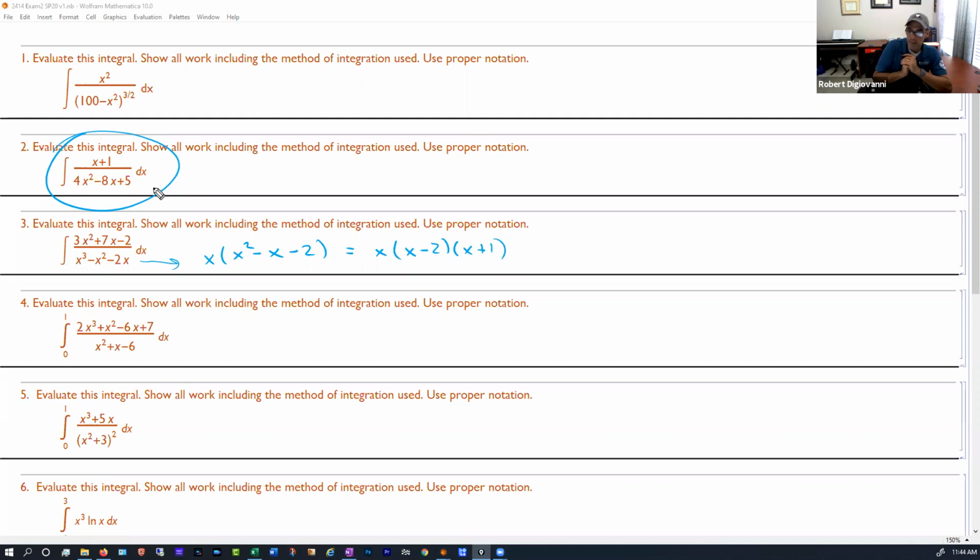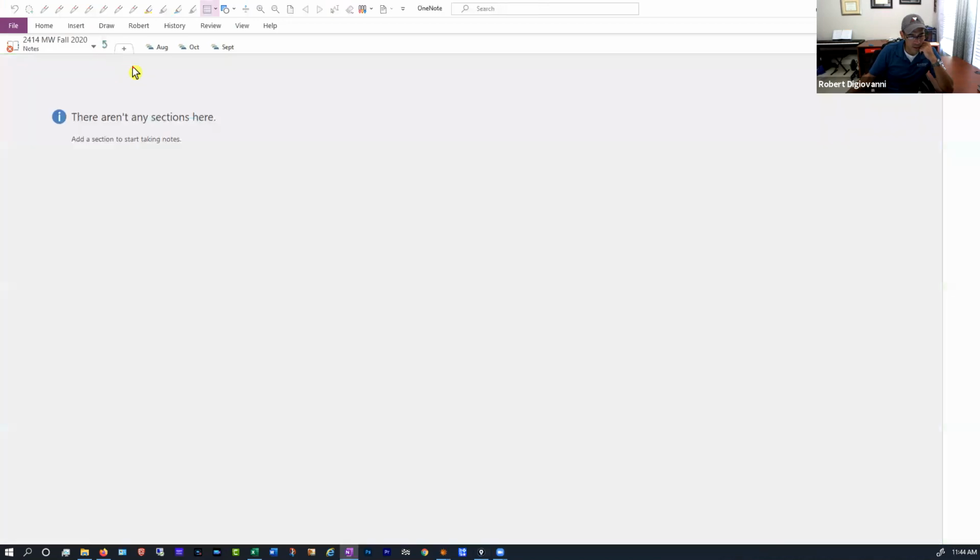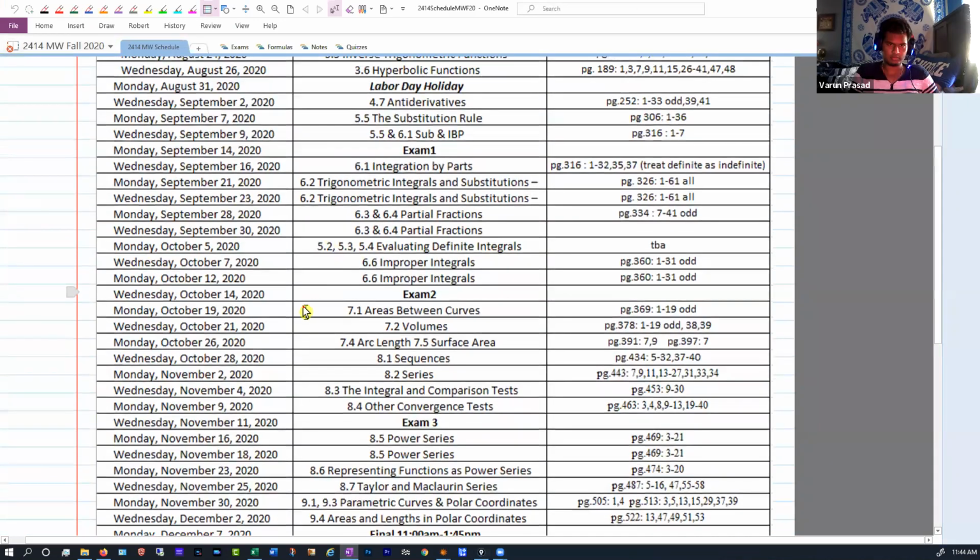Okay, anything else with this section you want to talk about? On the exam next week, are there going to be definite integrals? Yes, that's what we're going to talk about today. So our exam, I don't recall. It's not on Monday, is it? It's on Wednesday. Wednesday. Okay, so we still have another class period before this.